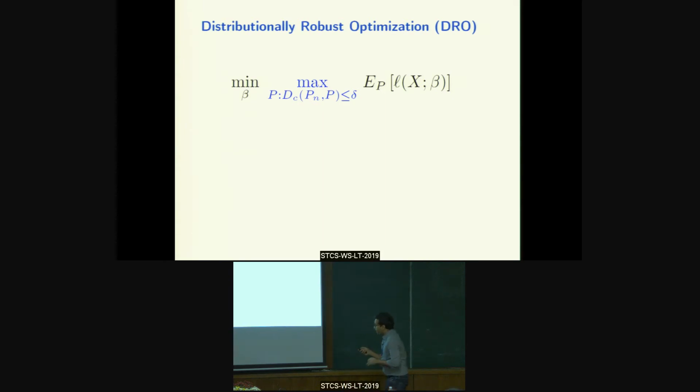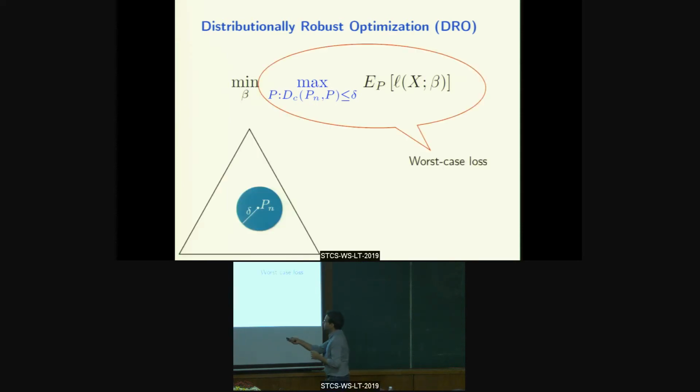Here instead, I am asking for a decision which performs well uniformly against a class of probability distributions. The class is a ball here. So I have my empirical distribution which is generated by the data, and I consider a ball of probability distributions around the data, and I ask for uniformly good performance against all these probability distributions. So this is what I'm asking.